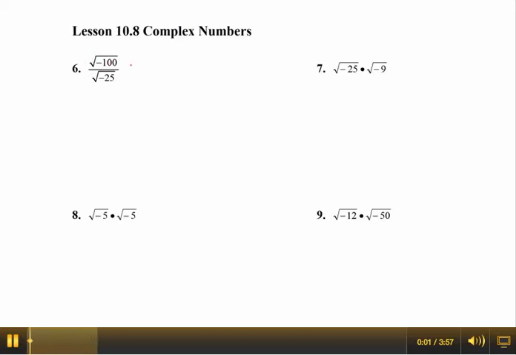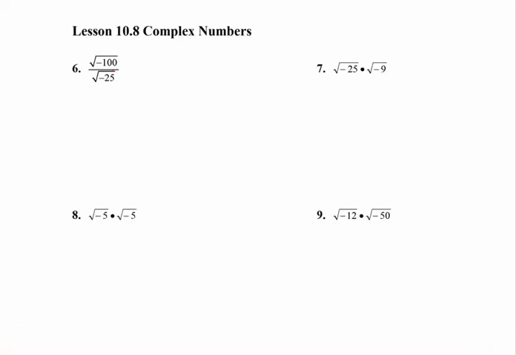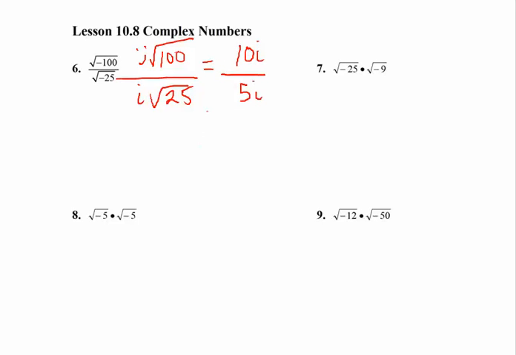On question 6, one way to simplify this one is we can actually pull out the i on top. So we have i square root of 100. Pull out the i on the bottom, i square root of 25. And so the square root of 100 is 10, so we have 10i. The square root of 25 is 5, so we have 5i. Now we can reduce this fraction or simplify the values. So 5 divides into itself once, 5 goes into 10 twice, and yes, the i's cancel. And so we get 2 as this answer.